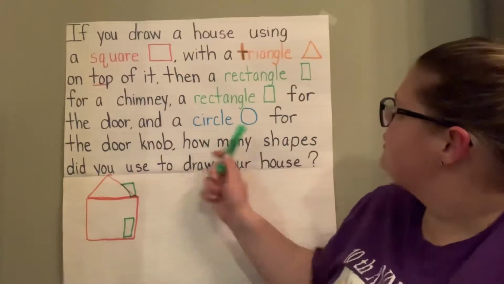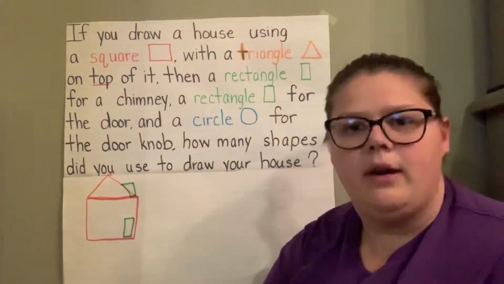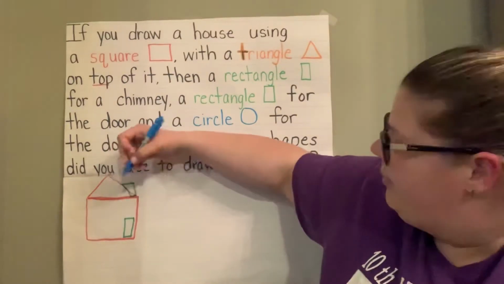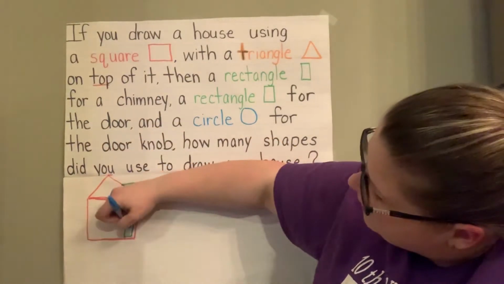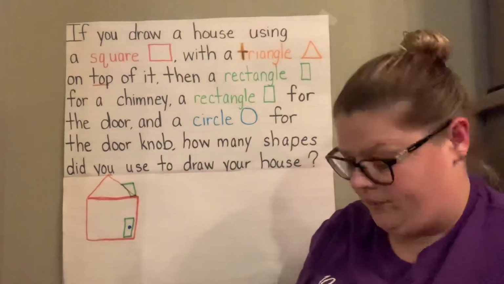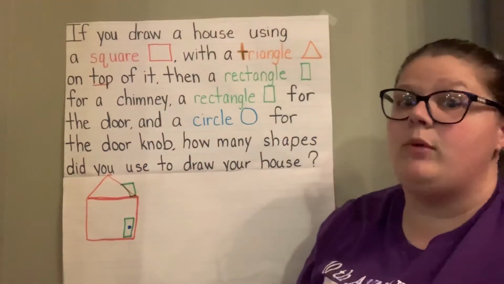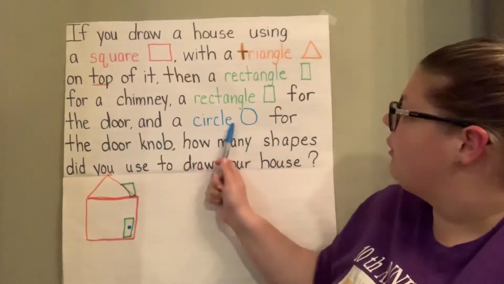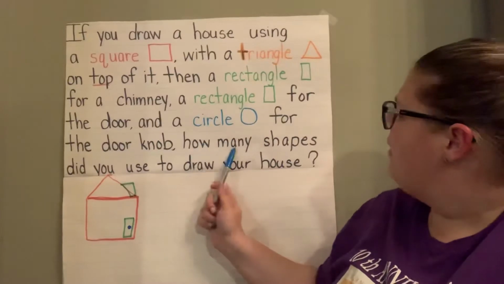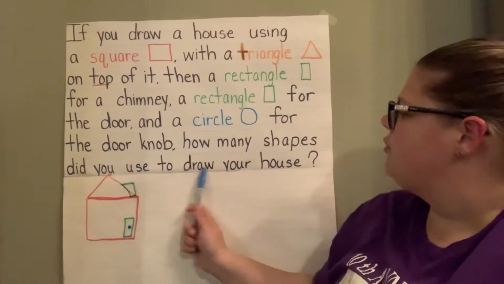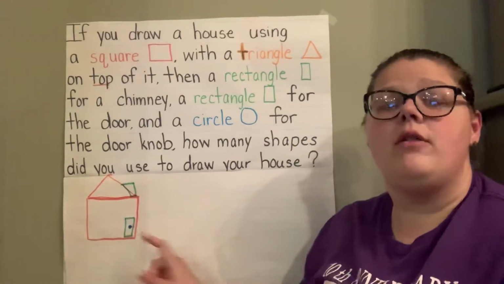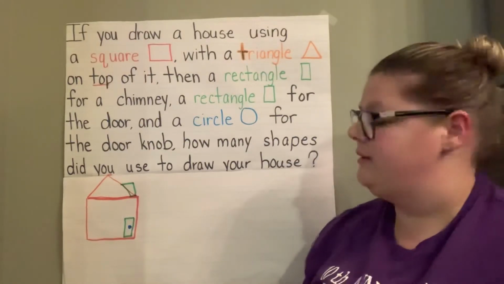And then a circle for a doorknob. So let's draw a circle for a doorknob. The doorknob goes right on the door. So there's my circle. See if it wants us to draw any more shapes. We did circle for the last one, for the doorknob. How many shapes did you use to draw your house? So now we're going to count or add up all the shapes that we used to make our house.